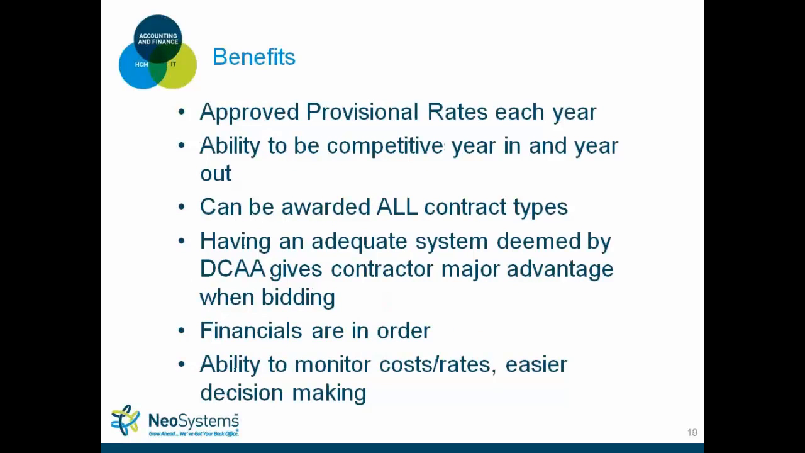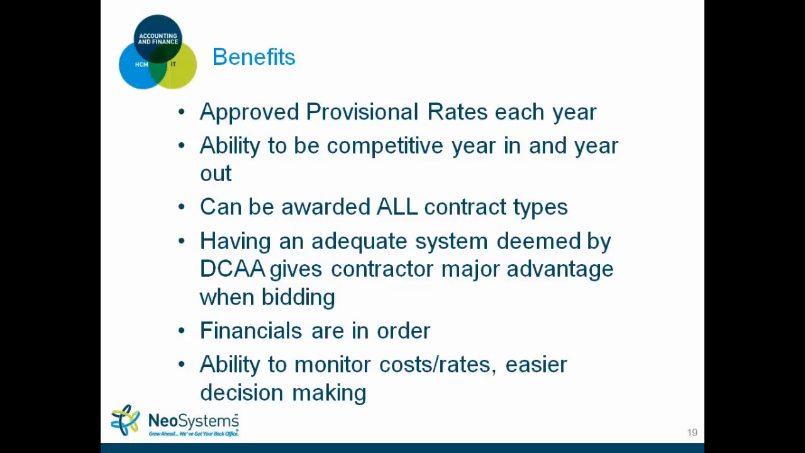So the benefits of, let's say, being on the good side of DCAA is that you could have approved provisional rates each year. Provisional rates, again, are a forward pricing method, where you think the company will end up at X amount of dollars from a labor perspective or an indirect rate perspective at the end of each year. So you send these rates to DCAA for them to approve.